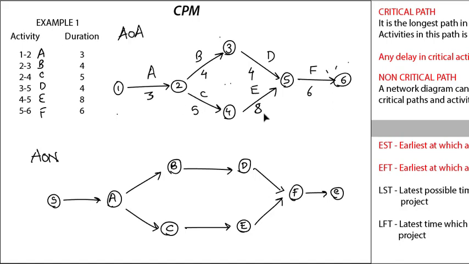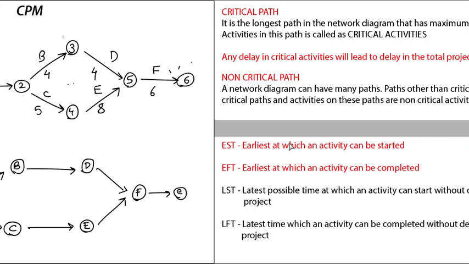So I generally prefer drawing activity on arrow. Okay, that's because the terms which are associated with CPM, it's easy to mention on activity on arrow than activity on node. We will be seeing both of them, but you decide which one you are favorable for. Okay, so let's see some basic terms right now.